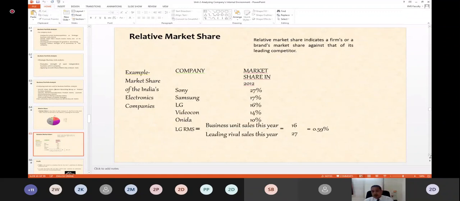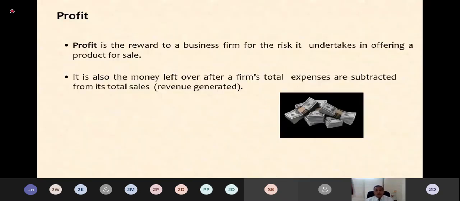Another simple term is profit. When we say that we have earned a profit, profit is a reward to a business firm for the risk it undertakes in offering a product for sale. It is also the money left over after a firm's total expenses are subtracted from total sales.